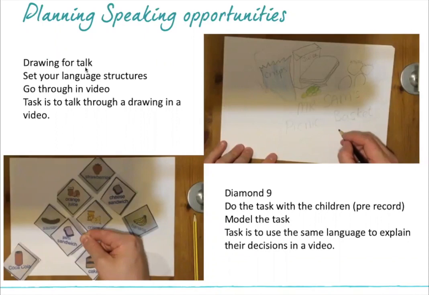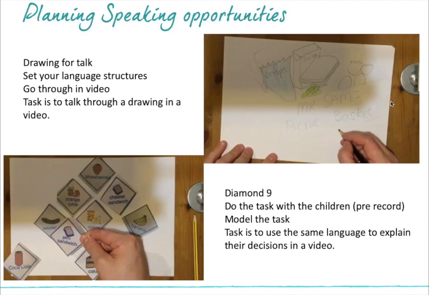This one's drawing for talk, where you set your language structures. You go through it in a video with them. You do it with them, and you draw a scene or whatever. This one was for the lighthouse keeper's lunch, and we did a what's in your picnic basket. So I did that with them. This was part of a video. So we drew what's in Mr. Sam's picnic basket, using the target language structures to talk through it.